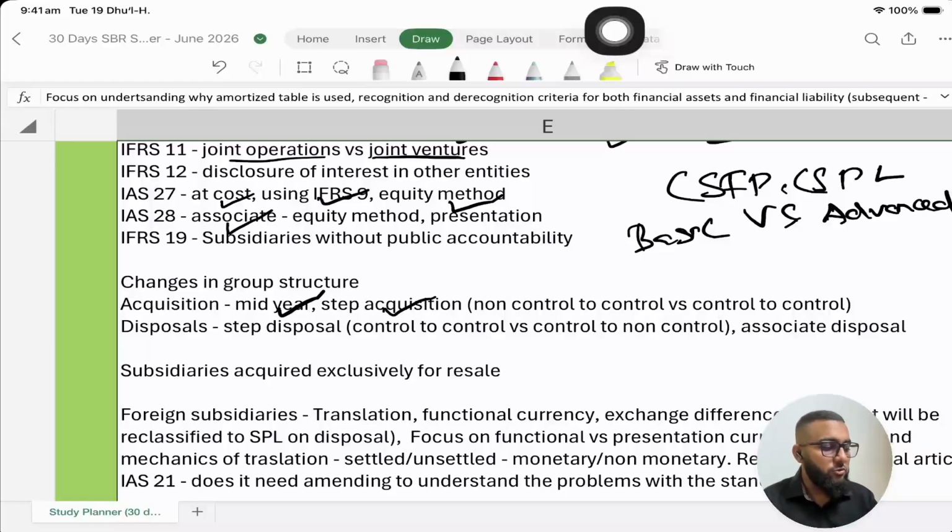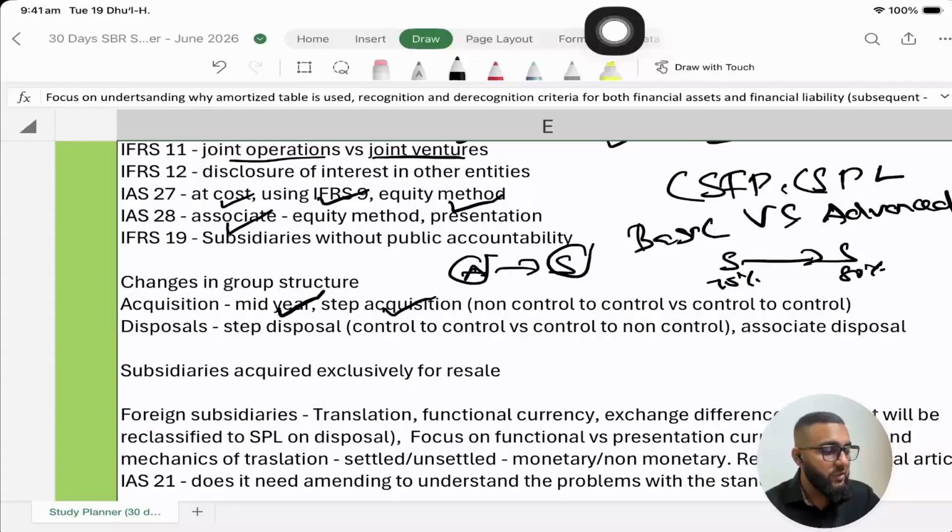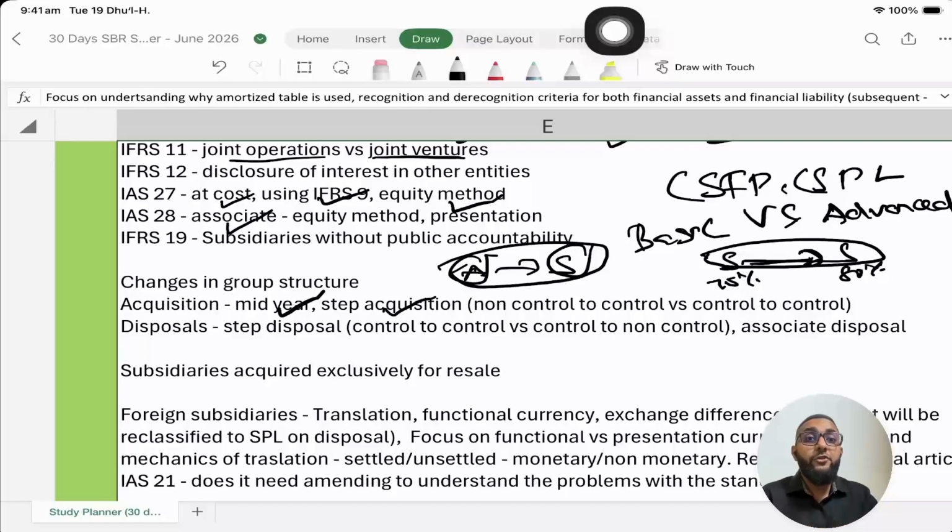So non-control to control versus control to control. When a step acquisition happens, it can be from non-control to control, meaning associate to subsidiary: no control, then control. Or it can be within subsidiary to subsidiary, meaning let's say 70% before, now it becomes 80%. So it's a control to control scenario. How are these two different, what different treatments do they require, and what are those treatments? Okay, know that.